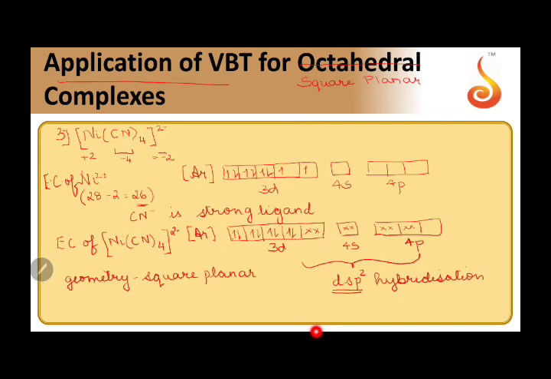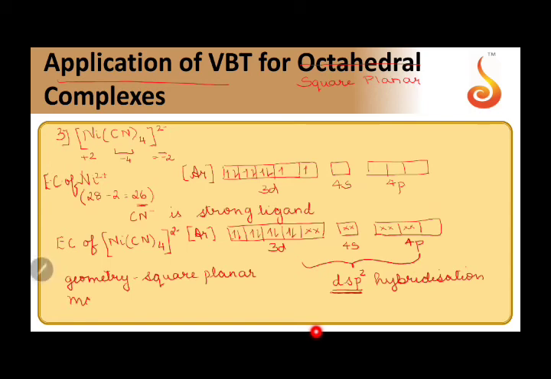When we have 4 ligands, when the coordination number is 4, there are 2 types of hybridization possible. One is dsp2 hybridization, the other is sp3 hybridization. In dsp2 hybridization, geometry is square planar. In sp3 hybridization, geometry is tetrahedral.